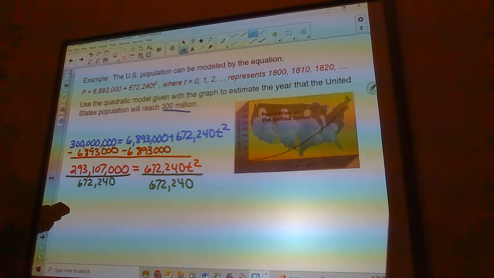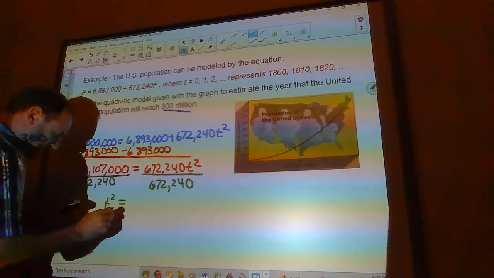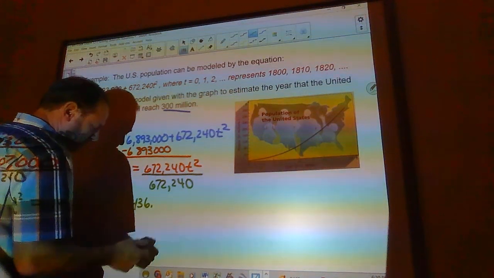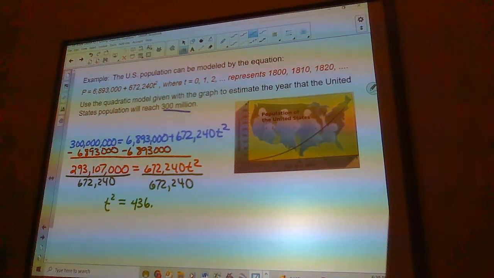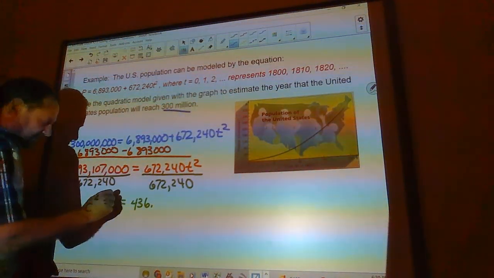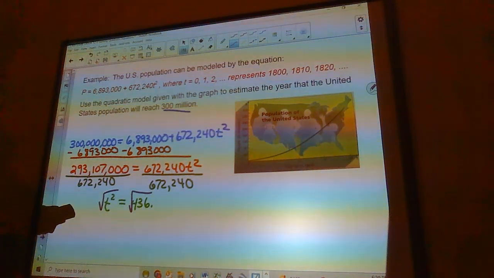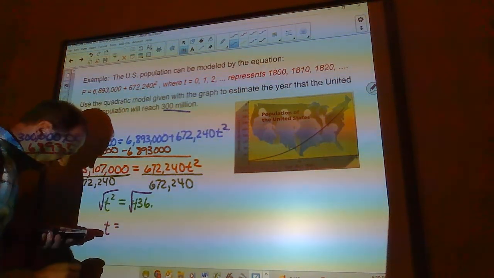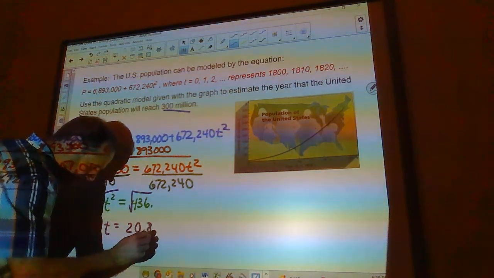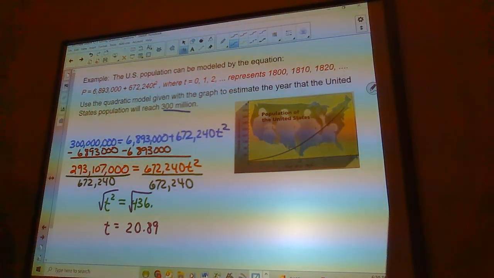Okay, so divided by 672,240, t squared is going to equal 436.01. So we'll just say 436. Okay, now we need to square root this to find t. So square root answer. That's going to be, t is going to be plus or minus 20.88. So we'll just round it here. Now, we don't need the minus because it's time, so it's going to only be positive.